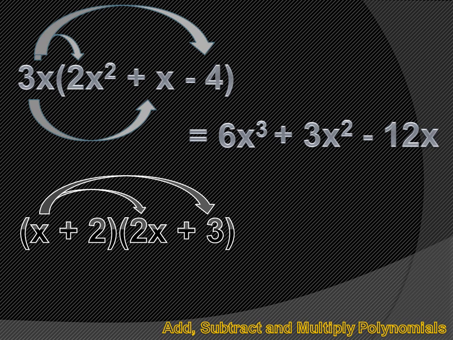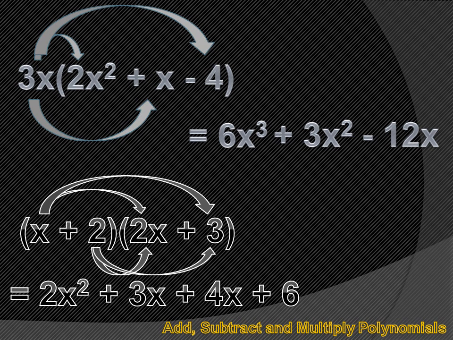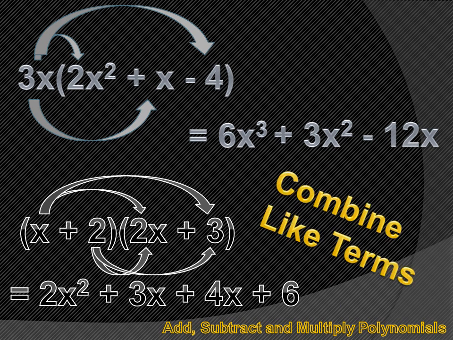And then I got to move on to my second term in the binomial, the plus 2. And I have to multiply that plus 2 times the 2x. And then also multiply that plus 2 times the plus 3. And when I do that, I get 2x squared plus 3x plus 4x plus 6.